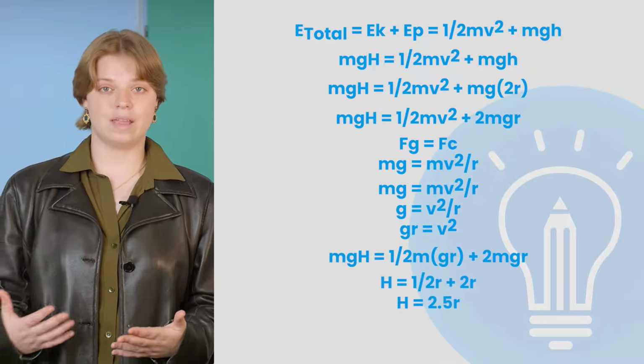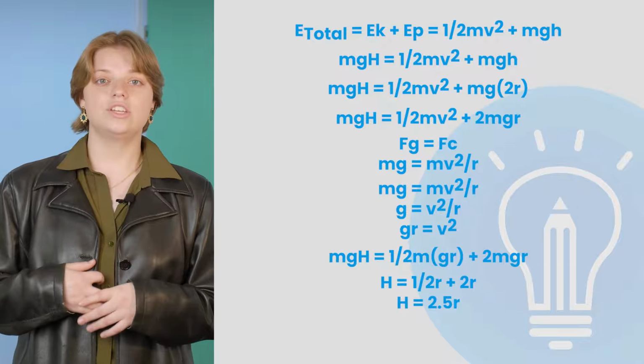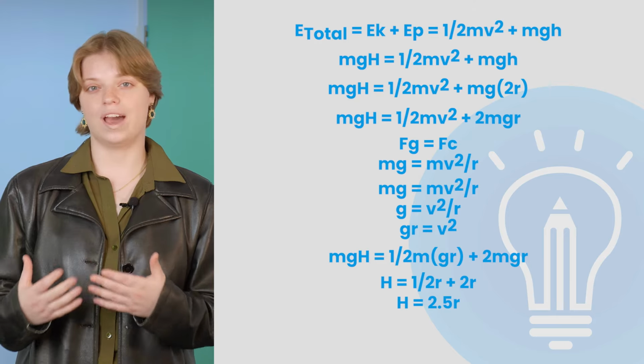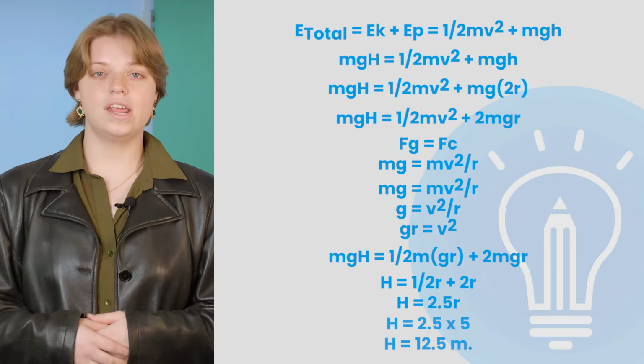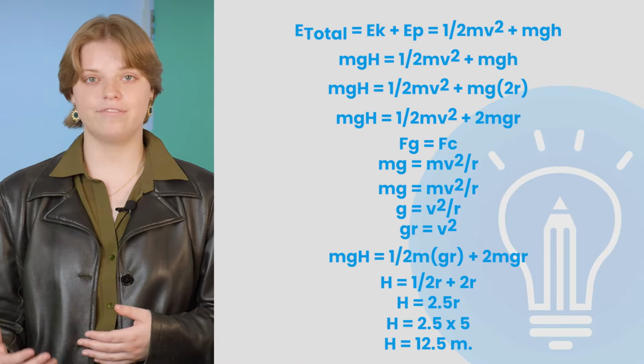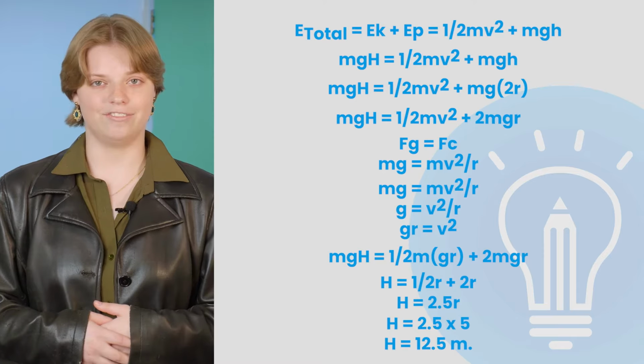We'll divide everything by mg to get h equals half r plus 2r, therefore h equals 2.5r. And finally, to put in our value for the radius of 5, h equals 2.5 times 5, h equals 12.5 meters.